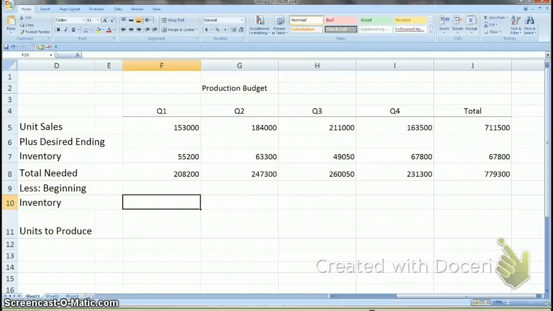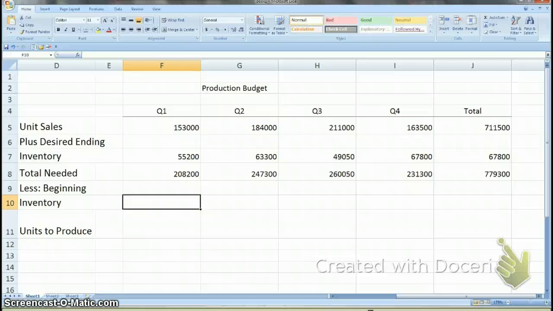Now, next step is to calculate our beginning inventory. They have not told us any information on beginning inventory. If they did tell us, we would use that number here. But here they didn't tell us how much was beginning inventory. So we have to figure it out. You know that ending inventory for one period becomes the beginning inventory for the following period. So our beginning inventory for quarter one would have been the ending inventory for fourth quarter of the previous year.